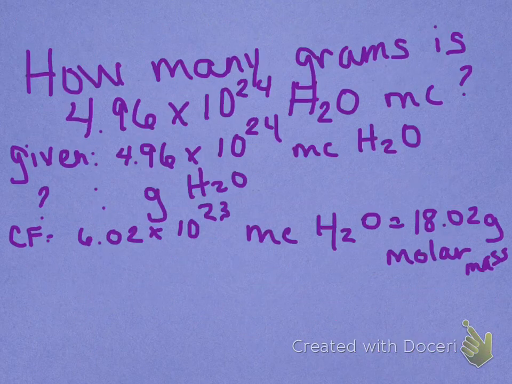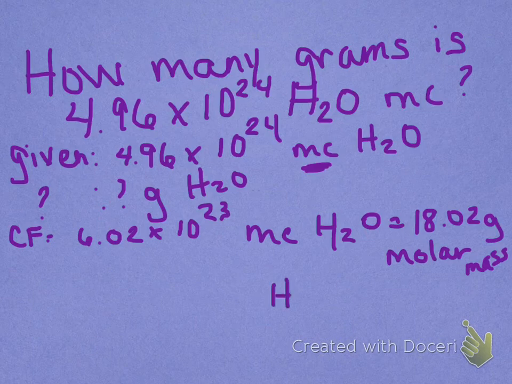All right, let's do one more. This one says, how many grams is 4.96 times 10 to the 24th H2O molecules? Okay, so we know that we have 4.96 times 10 to the 24th molecules. We're looking for grams of water. So our conversion factor is going to be Avogadro's number, 6.02 times 10 to the 23rd, is equal to 18.02 grams of water. That's the molar mass.